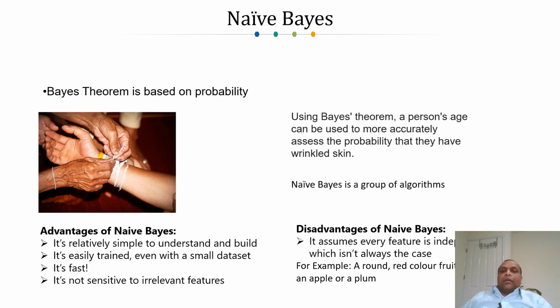One of the algorithms that we will be using in the classification area is called naive Bayes. For example, see the picture there: a person tying a friendship band to another person.